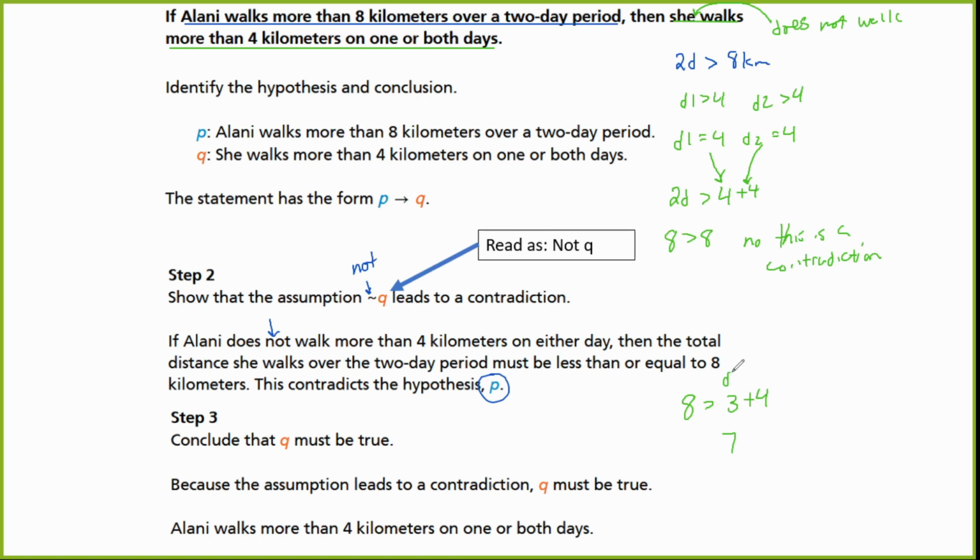Here we have day 1 at 3. Here we have day 2 at 4 for a total of 7. So we've now run into a contradiction here. She must walk more than 4 kilometers on one or both days for this to be true.